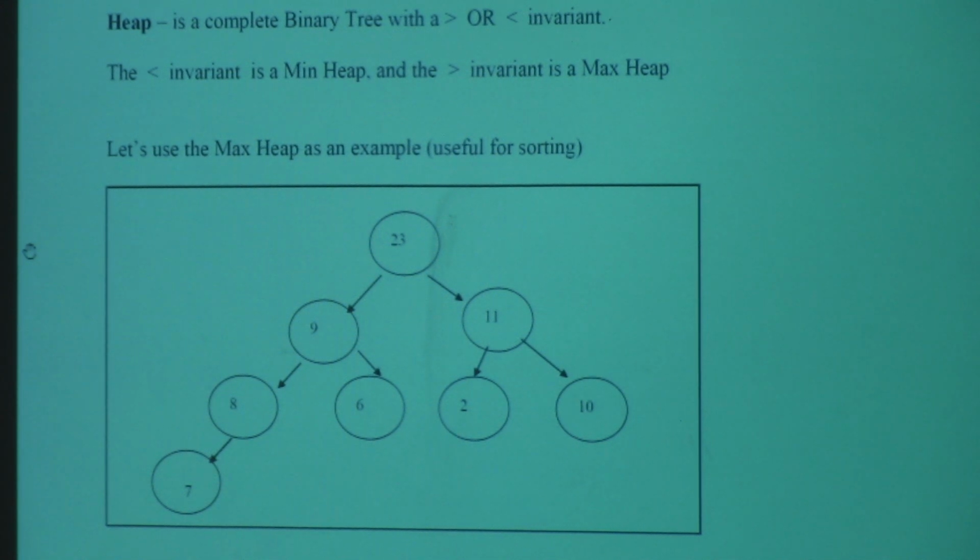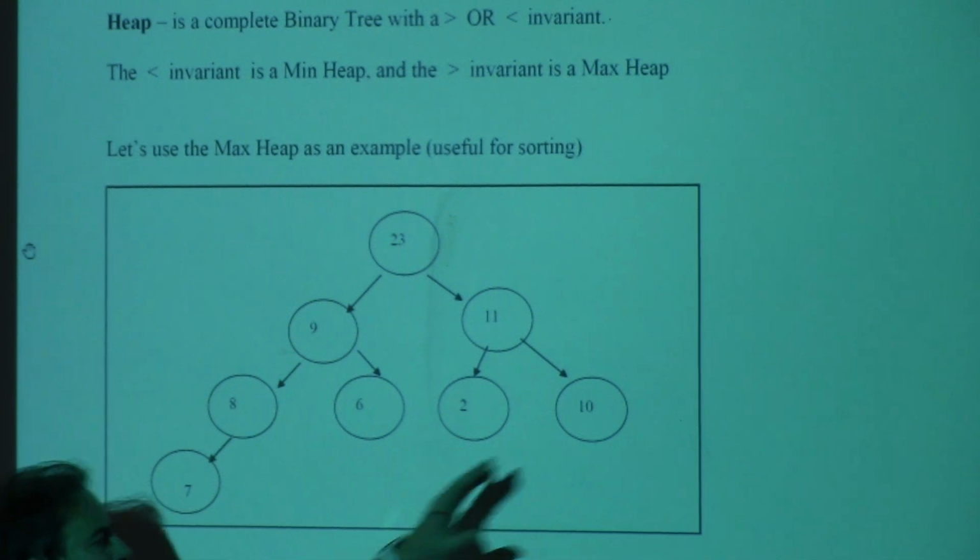So if you go to the 11, notice that it's greater than its children. If we go to the 9, it's also true, and 8, it's also true. Okay, so you get the idea. We have just determined that this is in fact what we call a max heap. A max heap is a heap with greater than invariant. Notice that we can just fill this out to 15.